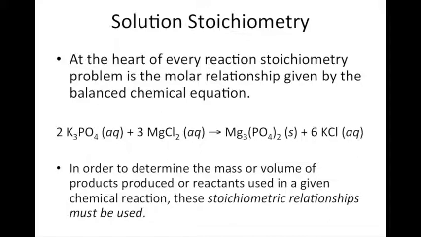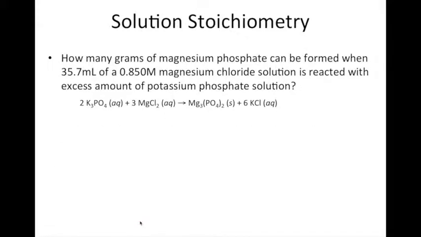So keep this in mind. Anytime we have a reaction stoichiometry problem or solution stoichiometry problem, in order to determine or calculate the masses or volumes of products produced or reactants used, we must use these stoichiometric relationships given by our balanced chemical equation. Let's take a look at a problem involving solutions reacting together in order to help illustrate this.